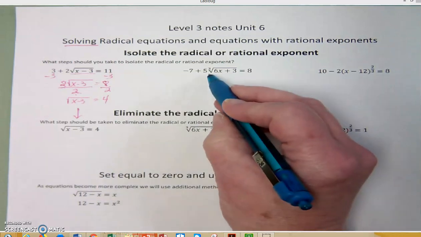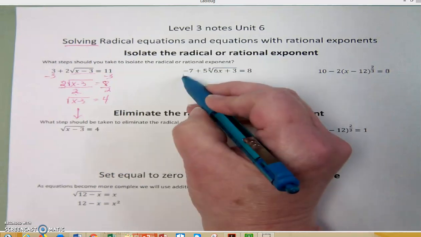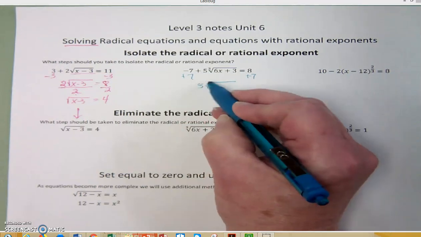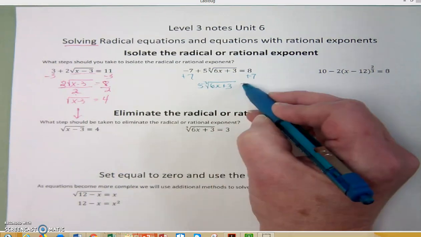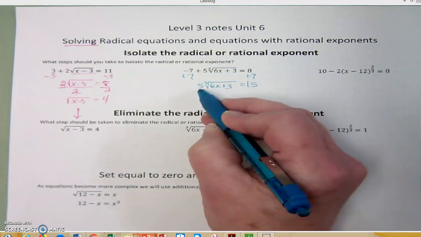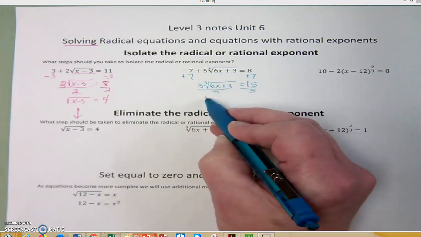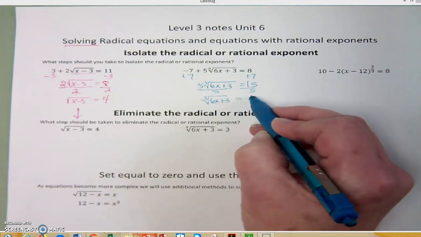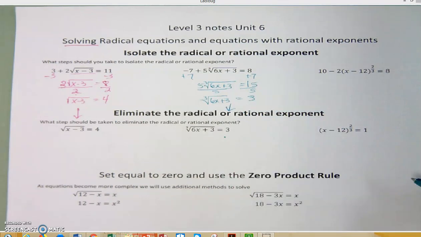This time I have the cubed root, but the same steps. I have a negative 7. I'm going to add 7 to both sides. I get 5 times the cubed root of 6x plus 3 equals 15. This is multiplied, so I need to divide both sides by 5, and I get the cubed root of 6x plus 3 equals 3, which is what we get right here.